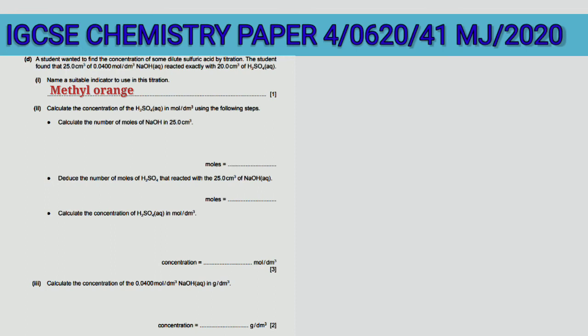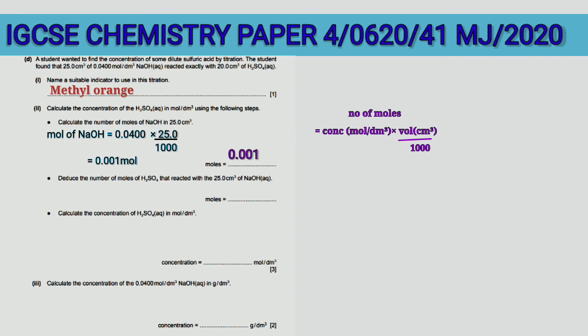Question D2. Calculate the concentration of H2SO4 in mole per dm cube using following steps. First, calculate the number of moles of NaOH in 25 cm cube. Formula which we are using to calculate number of moles is equals to concentration in mole per dm cube into volume in dm cube. The volume given is in centimeter cube, so we are dividing it by 1000 to change it into dm cube. So we have mole of NaOH is equals to 0.0400 into 25 by 1000, and this on calculation comes to 0.001 mole.